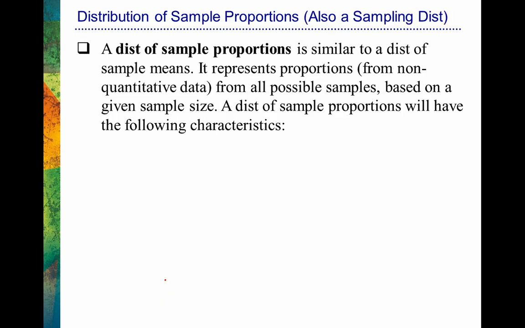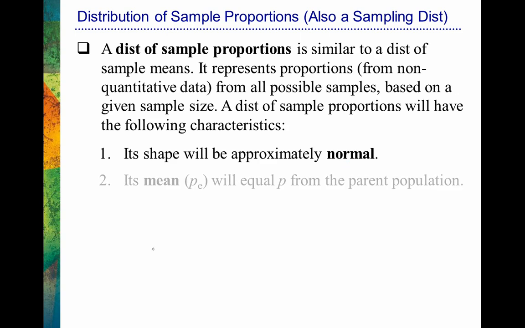So we can look at a distribution of sample proportions just like we can a distribution of sample means. So this should look pretty familiar. We can go through this relatively quickly. When we're looking at a distribution of sample proportions, it's going to have the same characteristics as the distribution of sample means. Its shape will be approximately normal. We know that the mean of the distribution of sample proportions will be equal to the mean of the proportion for that population. So we call that the expected proportion. So that will be equal to the population proportion for the parent population.